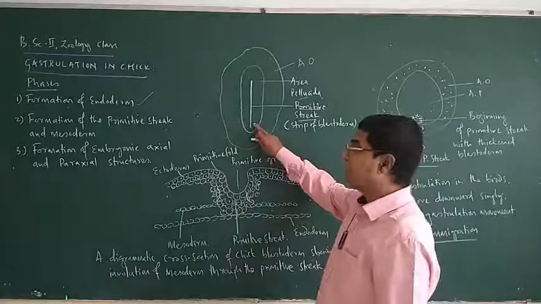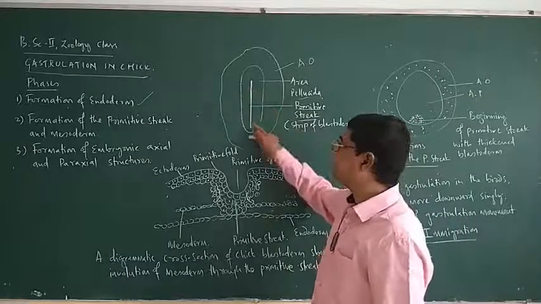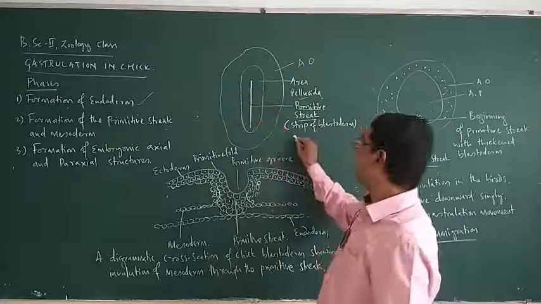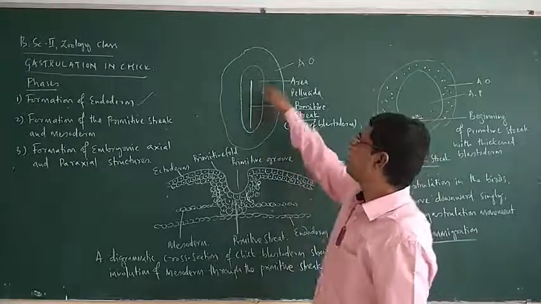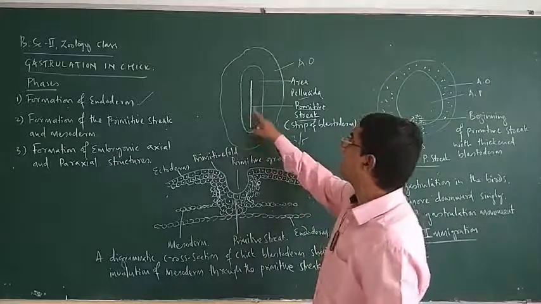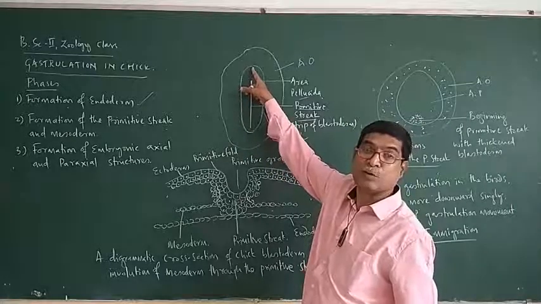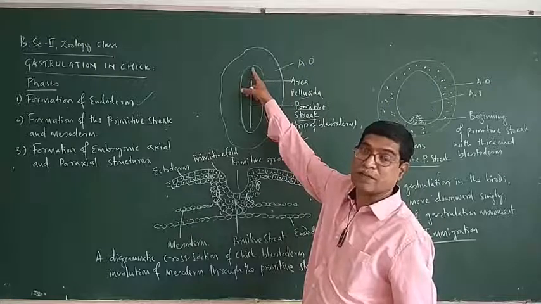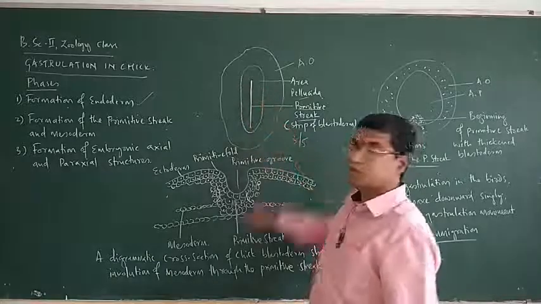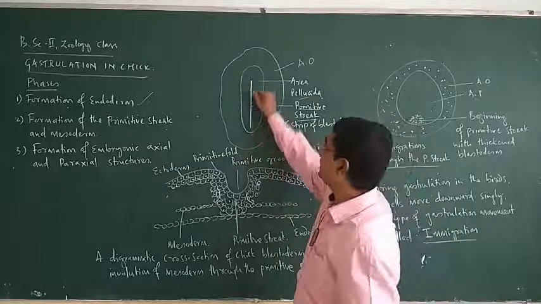This begins from the posterior edge of the area pellucida and extends up to 3/5 of the area pellucida. It does not reach the anterior-most edge of the area pellucida. It moves up to 3/5 of the area pellucida. Okay, so this is the primitive streak.